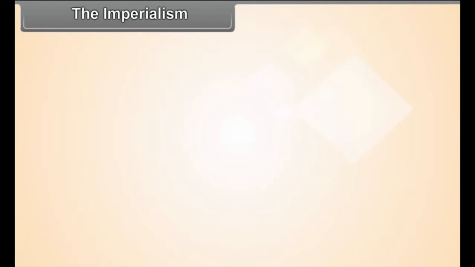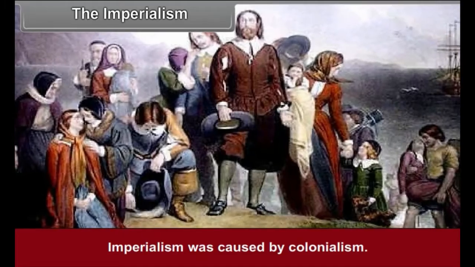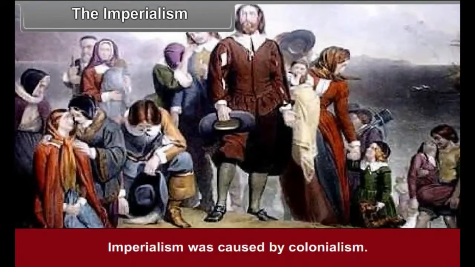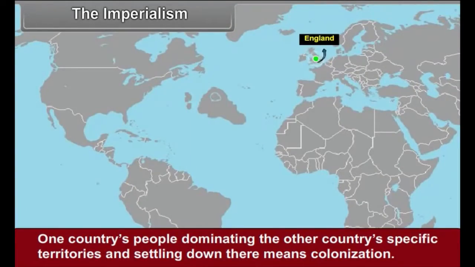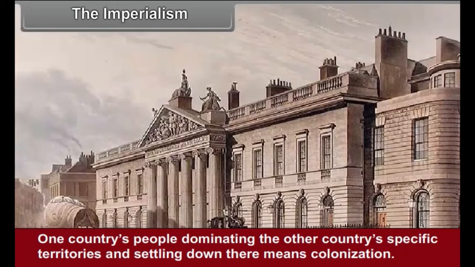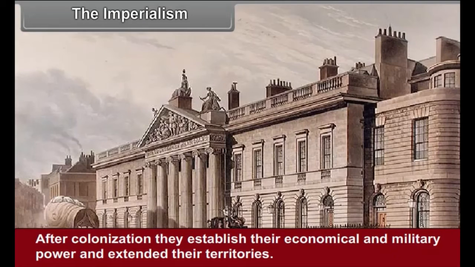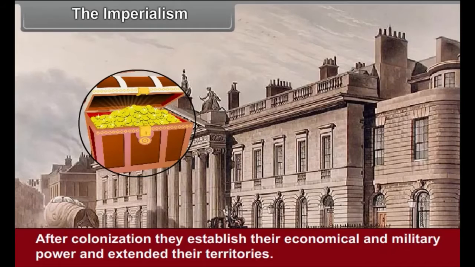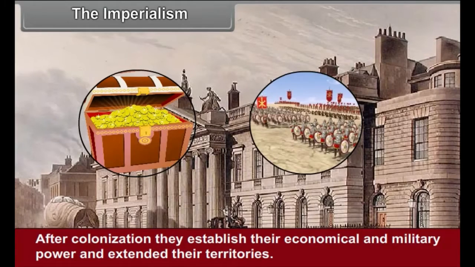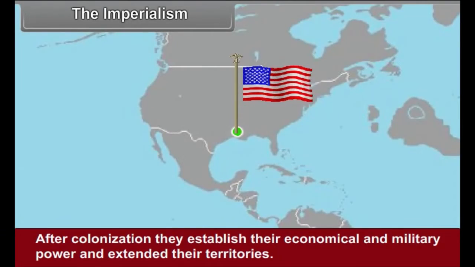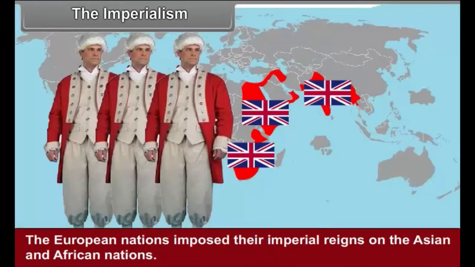The imperialism. Imperialism was caused by colonialism, one country's people dominating the other country's specific territories and settling down there, which means colonization. After colonization, they established their economic and military power and extended their territories. The European nations imposed their imperial reigns on the Asian and African nations.